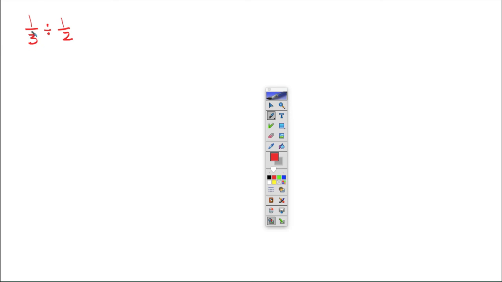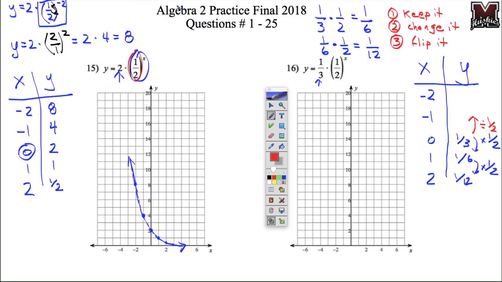We're going to keep this number the same. So 1/3 stays the same. Change it. Change refers to the symbol in between. This was a divided by symbol. Change this to a multiply symbol. And then flip it. The reciprocal of 1/2, the flip version of 1/2, is 2/1. That's how you divide by a fraction, and now you just multiply straight through. Multiplication is pretty straightforward. So 1 times 2 is 2. 3 times 1 is 3. The answer is 2/3. So if I come back over here, the answer is 2/3.